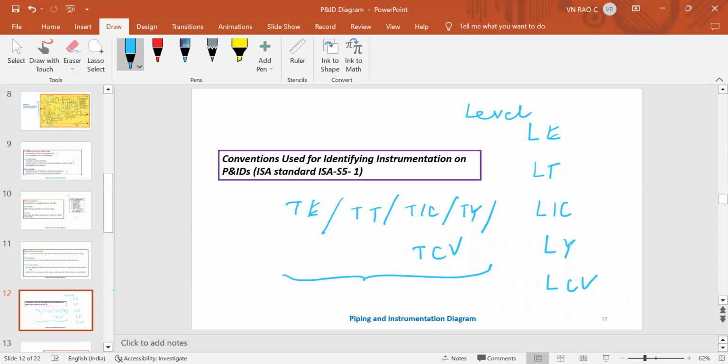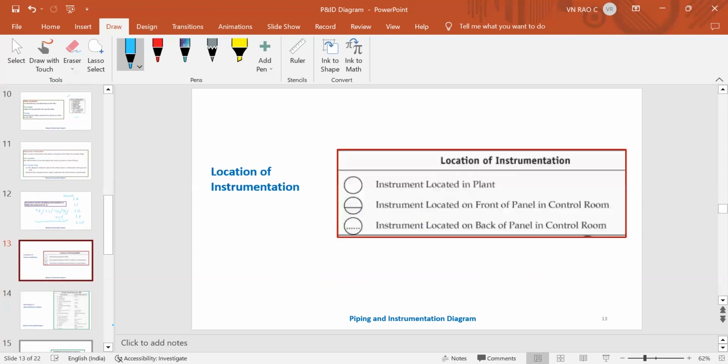Now what is this E? Second letter T, second letter I, third letter C, second letter Y, second letter CV. So let's see in what way we can understand the location of the instrumentation. There are three symbols which we can understand. First symbol is simple, a circle. It says instrument located in the plant. That means reading also can be seen in the plant. Second one, a circle with a horizontal line inside: instrument located on the front panel in the control room. Circle with a dashed line within: instrument located on back panel in the control room.